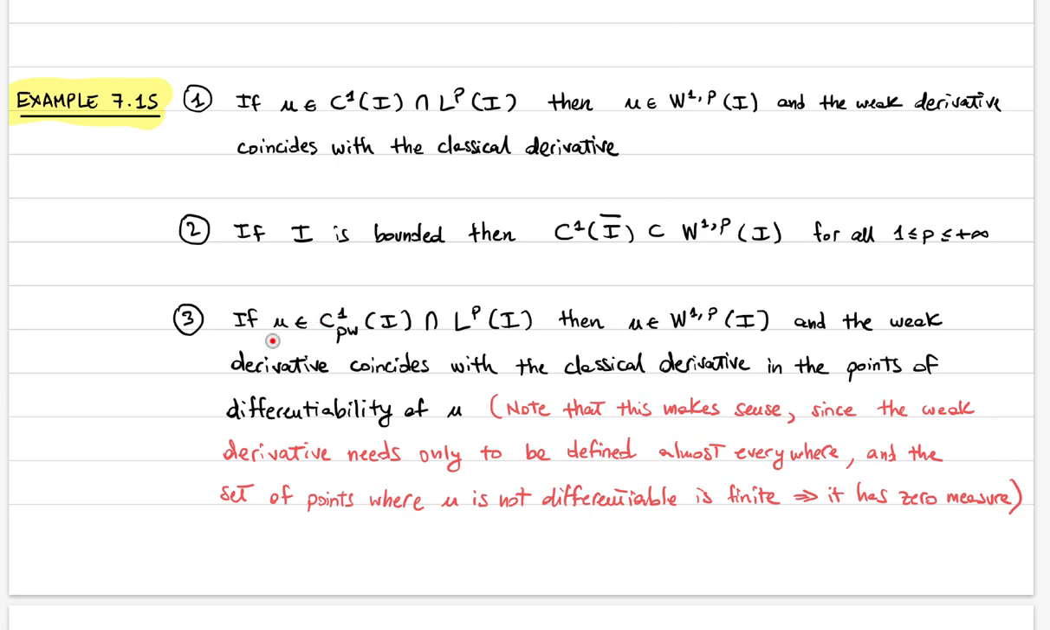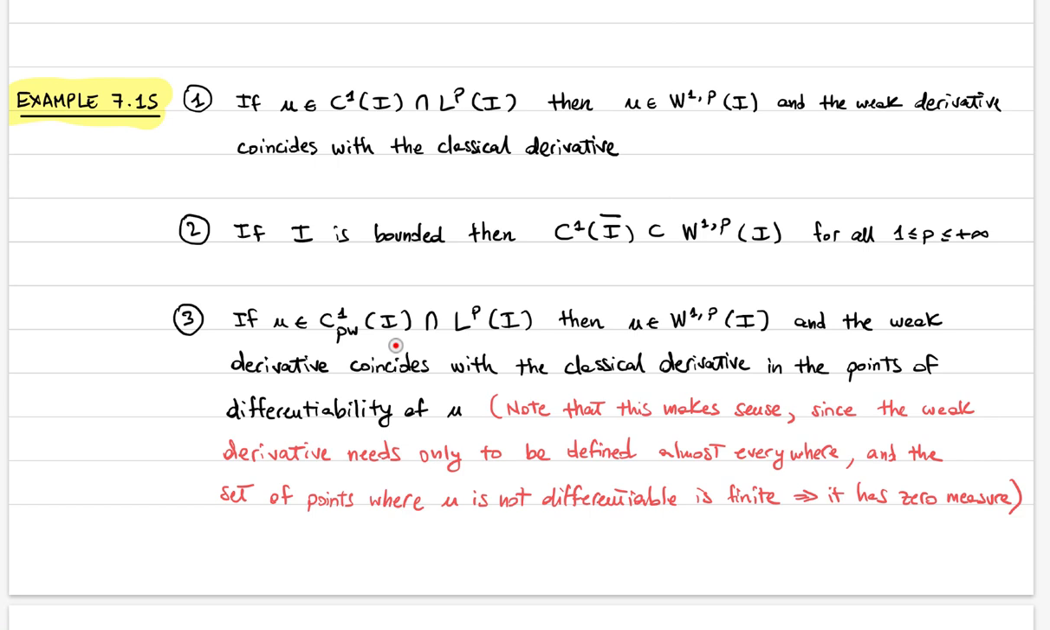Also, the last case, which was the one we looked at in the motivation, says that if u is a C1 piecewise function and also in L^p, then u is Sobolev, and the weak derivative coincides with the classical derivative in the points of differentiability of u. So remember that C1 piecewise means that u is differentiable in the interval I, except for a finite number of points.